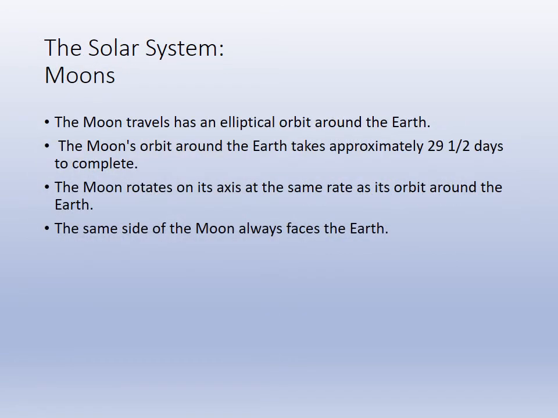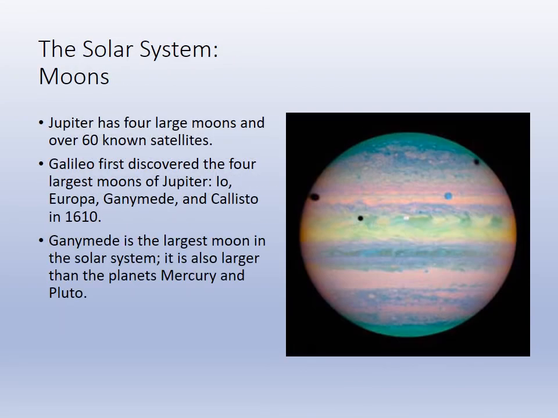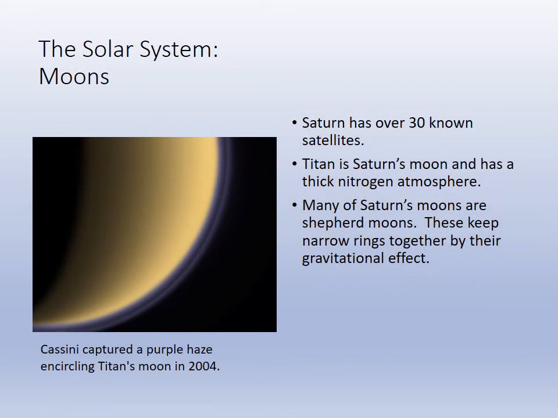The moon has an elliptical orbit, 29 and a half days to complete one full orbit. Rotates on its axis, so the same side always faces Earth. Titan, which St. Pete College's mascot is a Titan, ancient god, is also a moon of Saturn. Shepherd moons are moons that keep the rings together on Saturn as well. So Titan is a moon of Saturn.